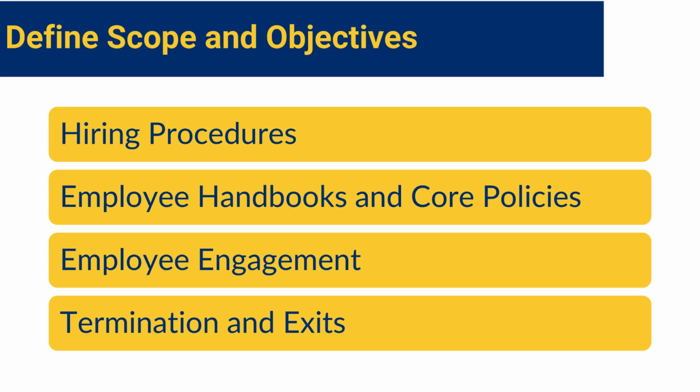Before you begin, define the scope and objectives. Clearly outline what areas of HR you want to assess, for example, recruitment, onboarding, or compliance, and what you aim to achieve through the assessment, for example, identifying gaps or improving efficiency. There are 4 areas of focus to consider when assessing your HR system: hiring procedures, employee handbooks and core policies, employee engagement, and termination and exits.